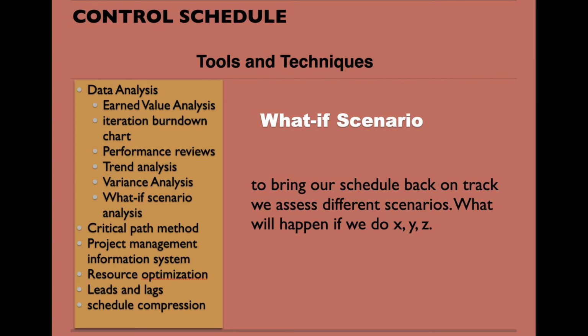For example, we say what will happen if we do crashing? What will happen if we do fast tracking? What if we put extra labor on the critical activities? What if we outsource a portion of the work? So we discuss different scenarios. We assess different scenarios to bring our schedule back on track. So this is an example of what if scenario.